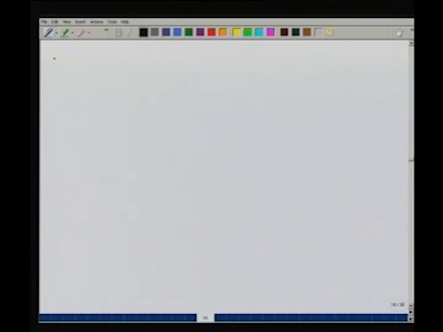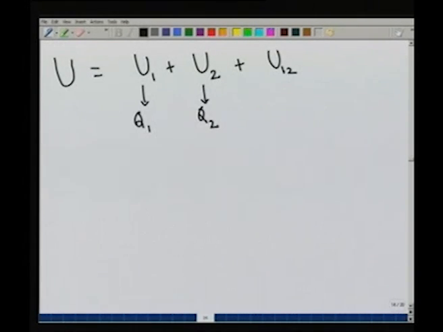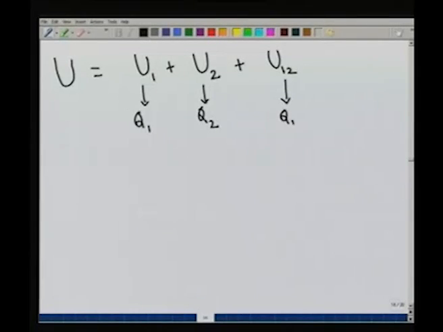So let me look at the expressions again. Let me write my total energy to be U1 plus U2 plus U12. How do I identify U1, U2 and U12? U1 comes exclusively from Q1. That is, if I put Q2 equal to 0, I get the contribution U1. U2 comes exclusively from Q2. If I put Q1 equal to 0 in the previous expression, that will be the energy of the charge on the outer sphere. U12 involves the cross term Q1 Q2.